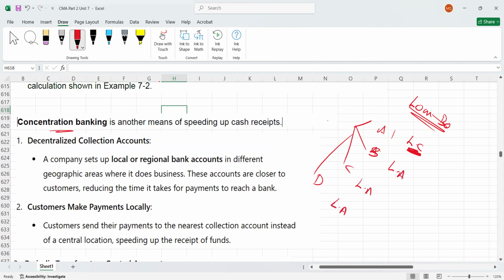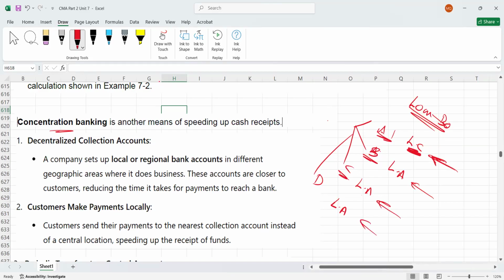And the customer, let's assume if the customer is living in region A, will deposit the cash into this account. If the customer is living in region B, he will deposit the cash into this account. And if the customer is living in region C, he will deposit into this account, and so on.